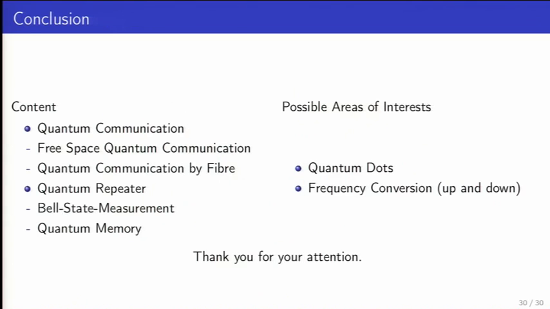So, coming to my conclusion, I told you something about free space quantum communication, quantum communication by fiber, and the quantum repeater with the main parts of the Bell state measurement and the quantum memory. If you liked quantum communication, you could also take a look at quantum dots, which are a very interesting nanoscale structure, and at frequency down and up conversion. And yeah, I would like to thank you for your attention.